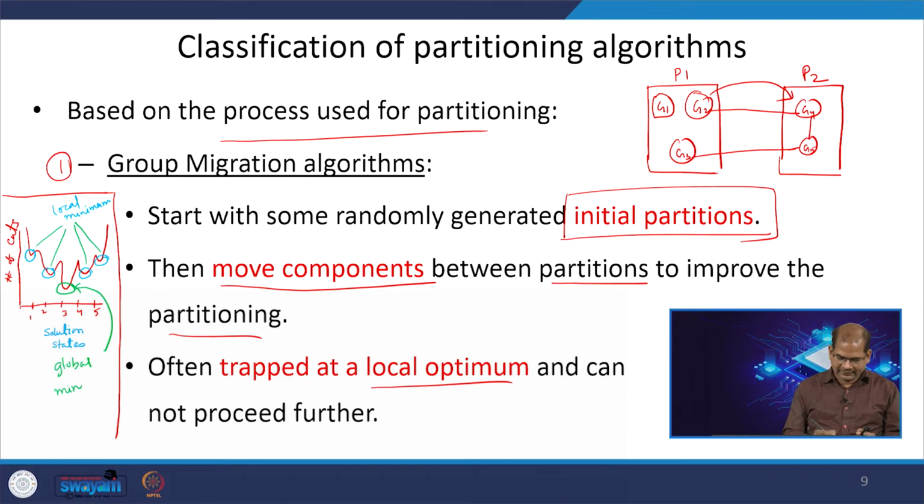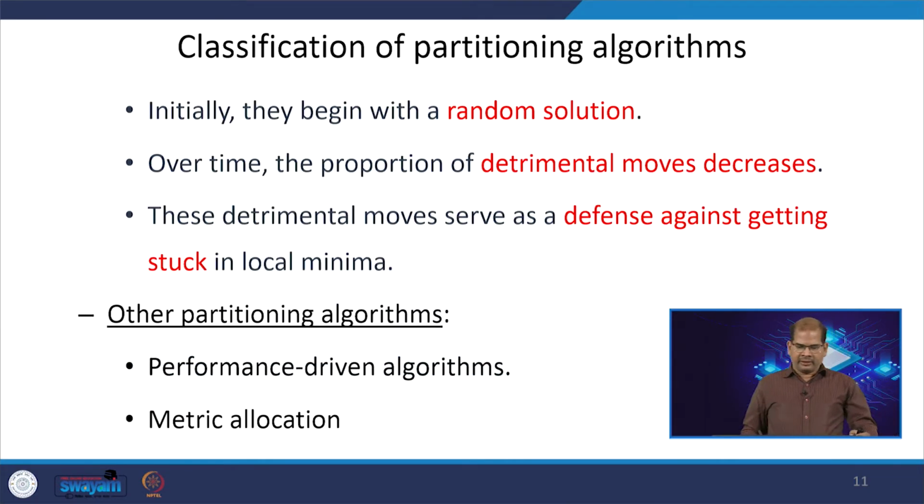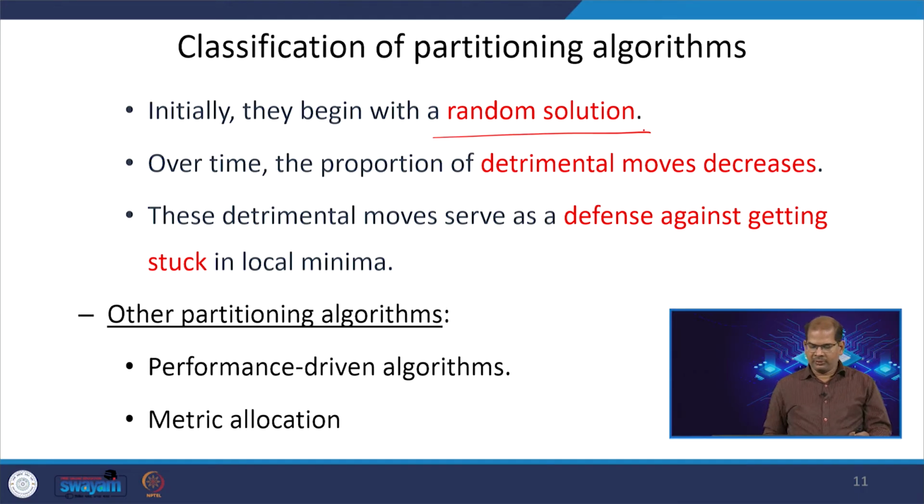For example, let us say I have accepted this solution at this point and I have a chance to go to the global solution. In case of a deterministic algorithm, it is not allowed to take this solution, but it is possible to take this solution in case of simulated annealing or evolution based algorithms. So, initially they begin with some random solution. Okay. So, it starts with some random solution. Over time we move. So, basically what we do here is that we have some random solution.